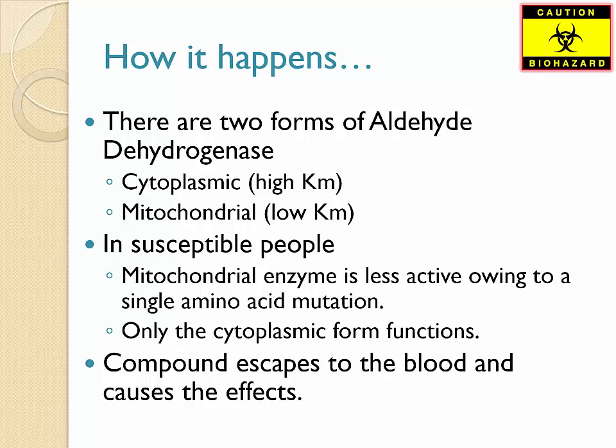So a simple change in Km can result in a physiological response to an environmental stimulus. In this case, ethanol is your environmental stimulus. The Km of the enzyme does not work as well, so it's being cleared by an inferior enzyme. Compound escapes to the blood, causes flushing and tachycardia, and that is our physiological response to an environmental trigger owing to simply a Km mutation.